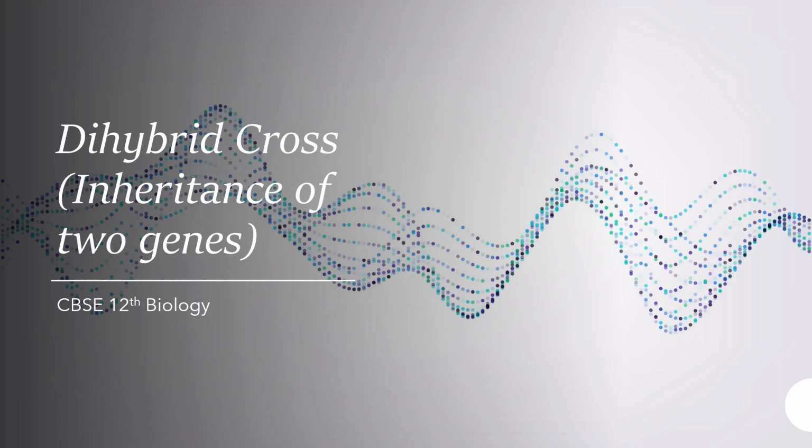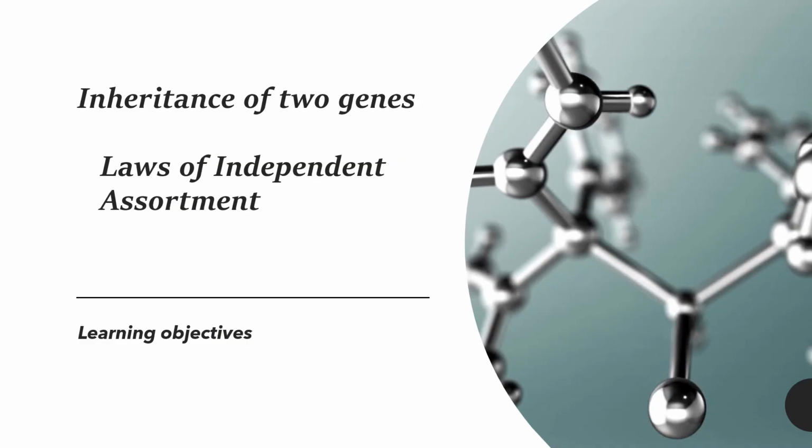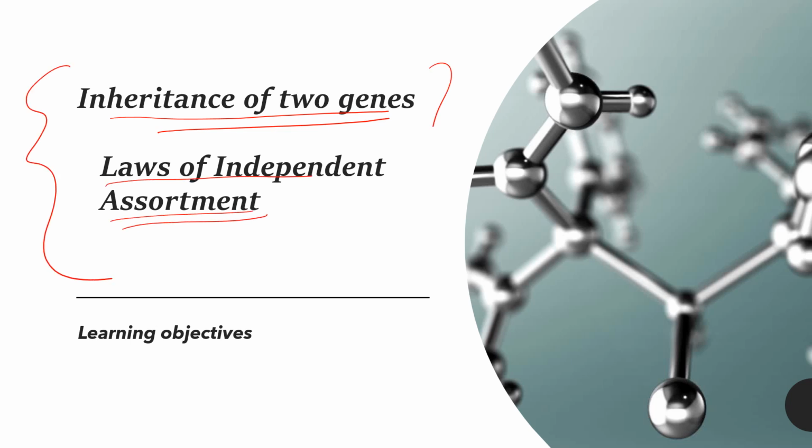So let's get started without further delay. What are today's learning objectives? Today we are going to study the inheritance of two genes, that is the dihybrid cross, and the law of independent assortment. Please don't skip the lesson in between. Keep watching the full lesson, because you will get many important things from these two topics which I am going to teach you today.